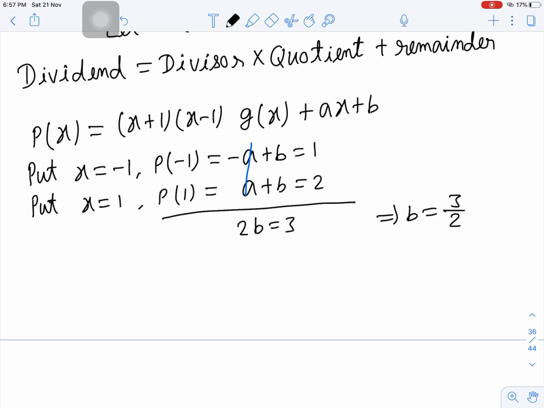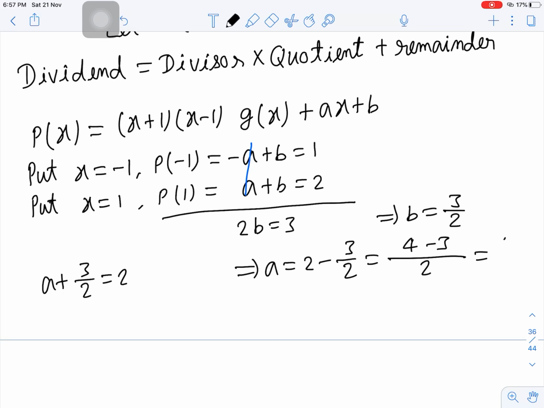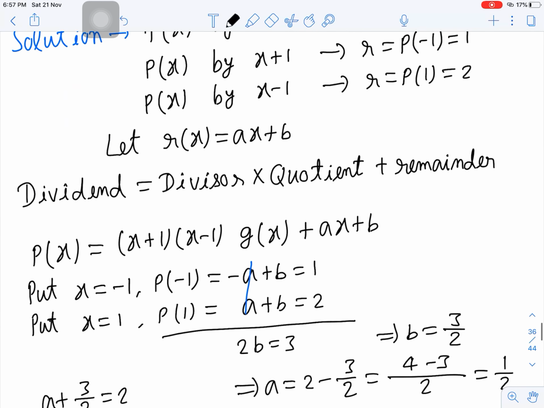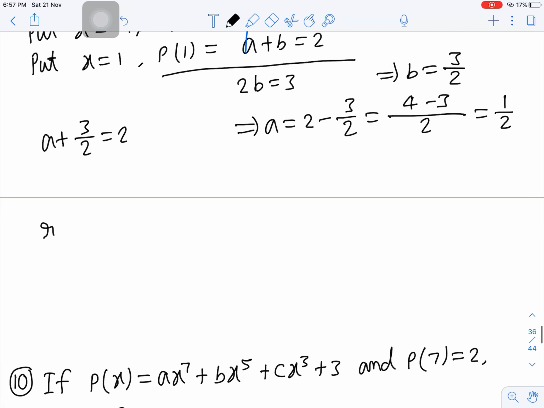Now if you substitute the value of b in one of the equations, suppose I substitute in the second equation, then a plus b is 2. Now in place of b you substitute 3 by 2. So a plus 3 by 2 equal to 2. Then a will be nothing but 2 minus 3 by 2. So if you simplify it, you will get 4 minus 3 by 2, that's nothing but 1 by 2. So these are the values of a and b. So you have to find the remainder. So now remainder is nothing but ax plus b.